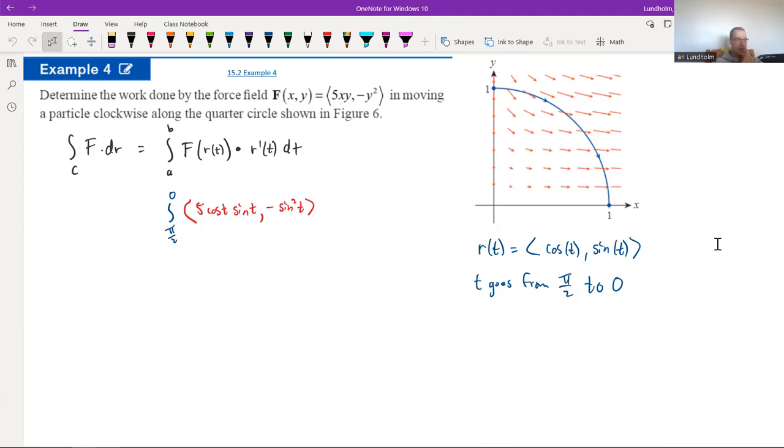And we'll go with blue here. Again, this time we'll go light blue, but r prime of t is negative sine t, cosine t.